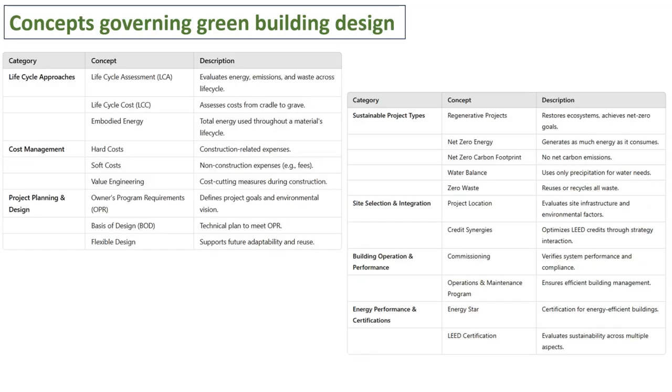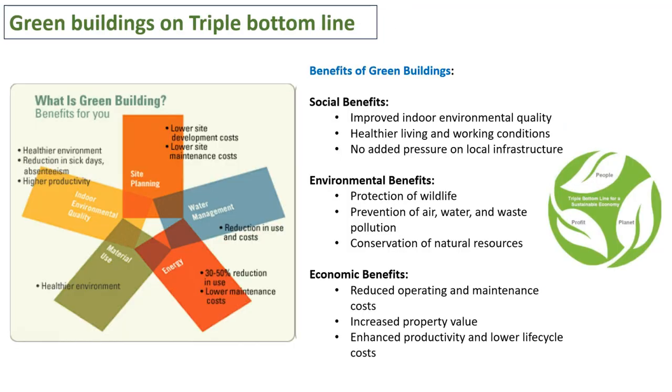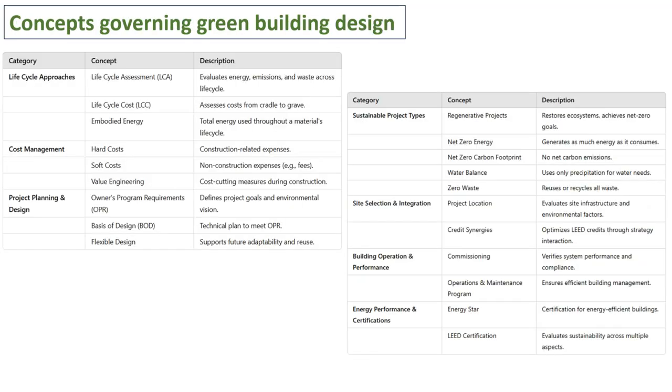And if you see a green building design as a whole, there are n number of concepts that govern the green building design, okay? So it's not like a single element, as we have already seen. It comprises 5 major elements. What are they? The site planning, water management, energy management, material use and indoor environmental quality, right?